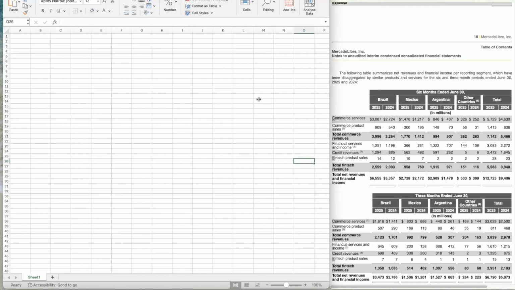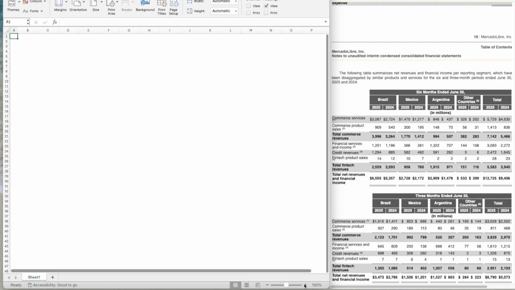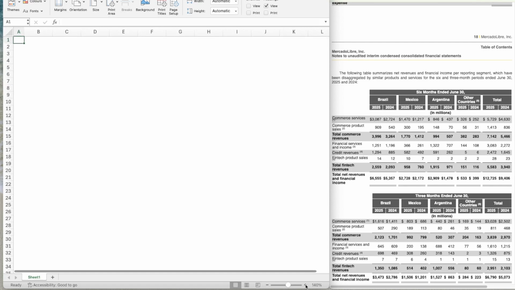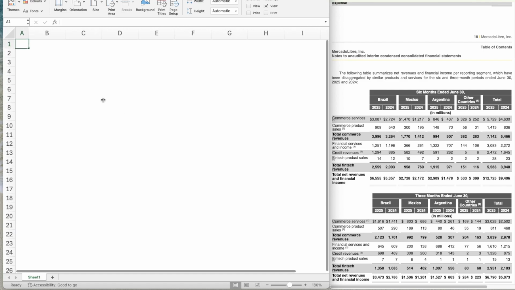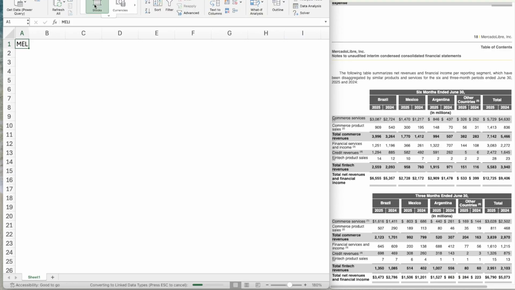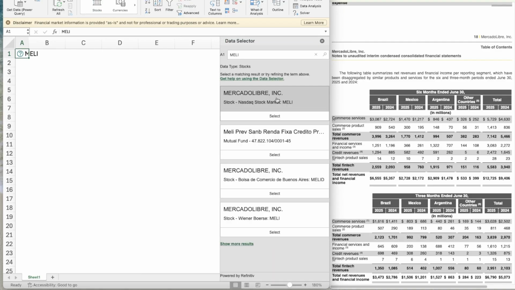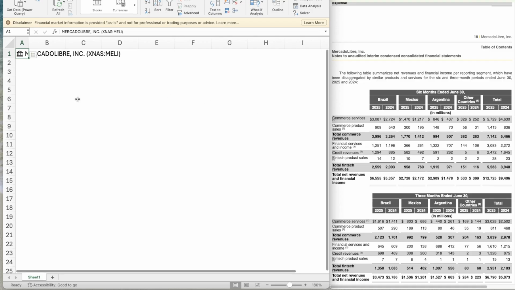And obviously you have your Excel spreadsheet open. First thing to do, as always, is to take off the grid lines and make this A column a bit smaller. I'll zoom in a bit more. Yeah, there we go. And in this top, put MELI, which is the ticker for MercadoLibre. Then we go data, stocks. Here it comes. We go MELI. There we are.